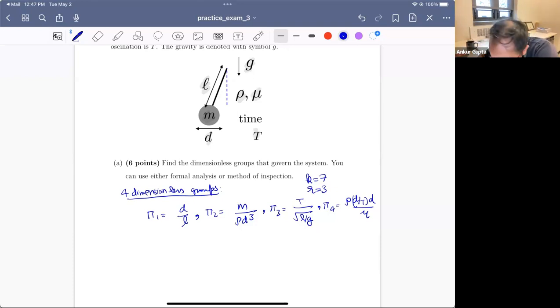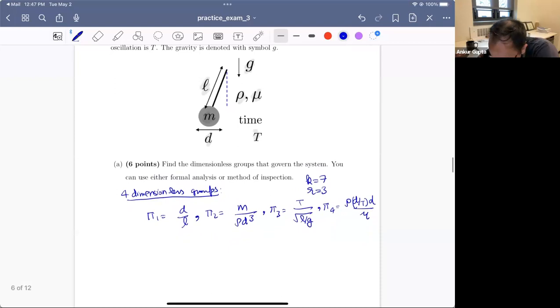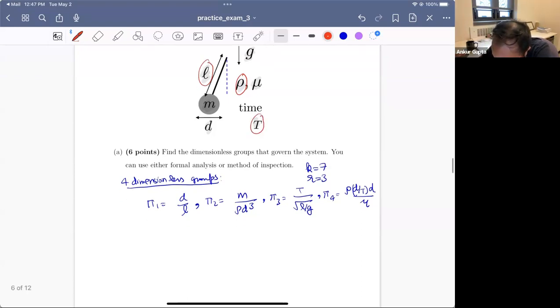But let's do a formal analysis, which might take a bit of time here. We want to choose 3 repeating variables, because there are 4 non-repeating variables. We want to cover mass, length, and time. So we can take rho, which has mass, length as repeating, and then time as a repeating one. Not the most ideal, but I think it's not bad either. So we can just do this.